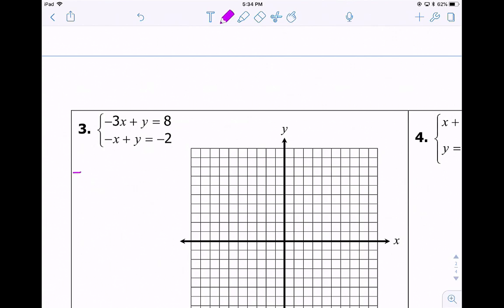So number 3, we have negative 3x plus y equals 8. To get this to y equals mx plus b, this time we're actually going to add 3x. We don't do that very often. We normally have to subtract, but in this case it's already negative. So we do that, we get y equals. We cannot add 3x to 8 because they're not like terms, so we just bring down both of those. So 3x plus 8.